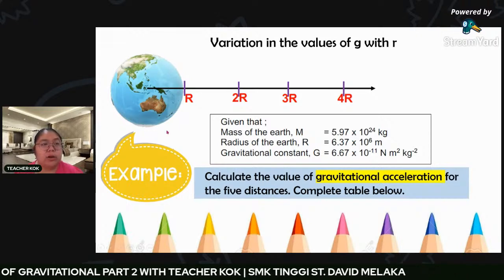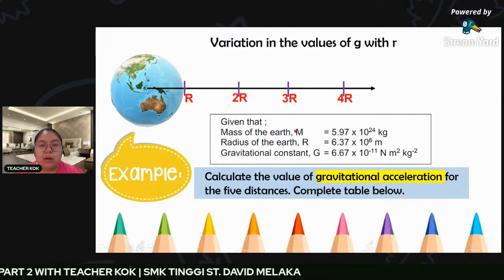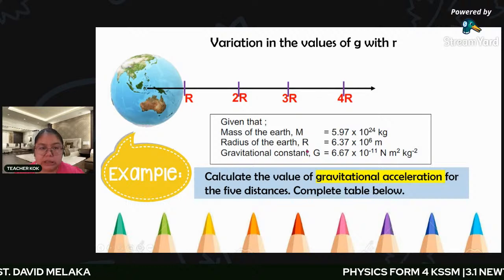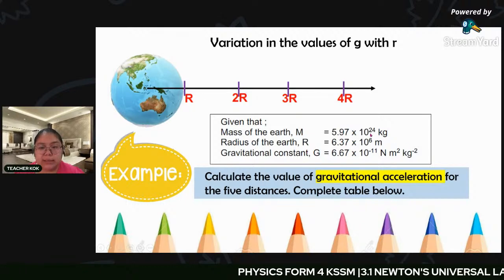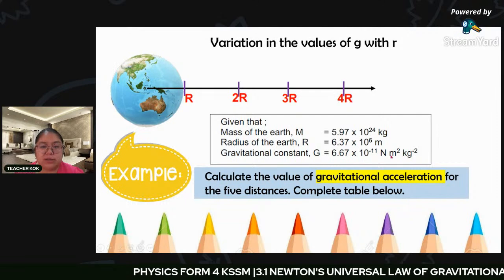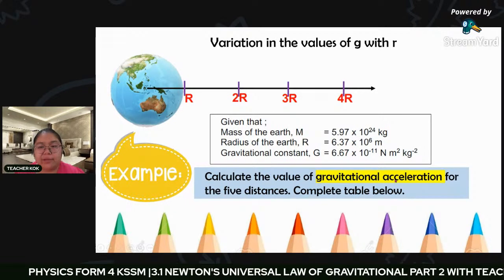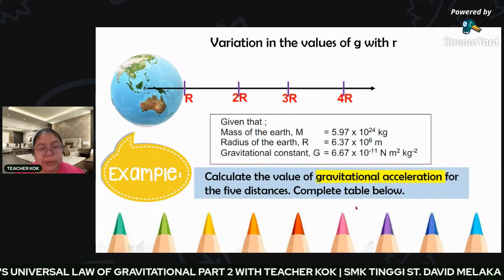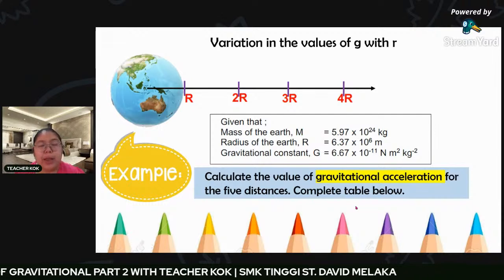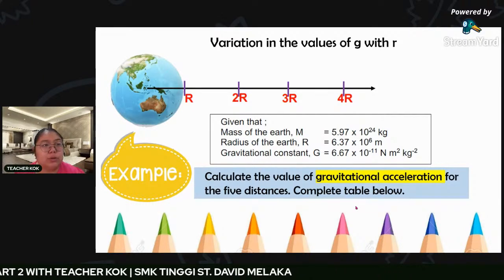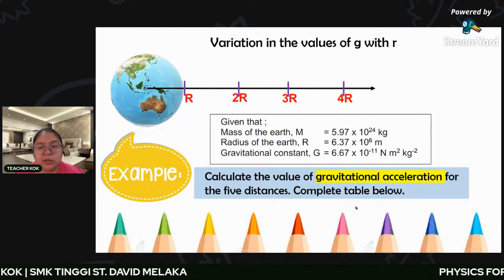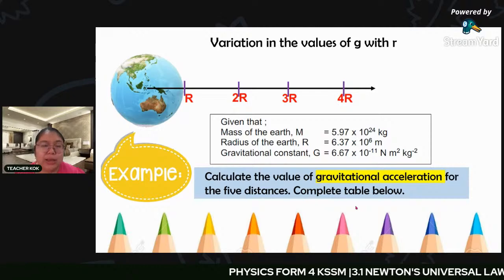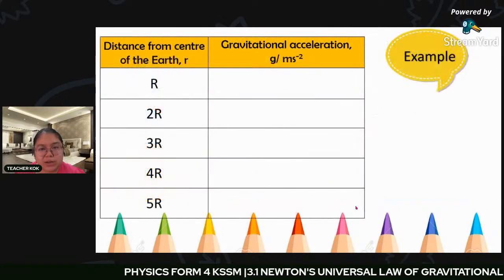From here, they give you some info: the mass of the earth, the radius of the earth, and the gravitational constant. Now you need to calculate the gravitational acceleration for the 5 distances and complete the table below. So students, prepare your calculator. We start to do the calculation already. When I ask the question, you just type the answer in the chat room. So we go through the question.